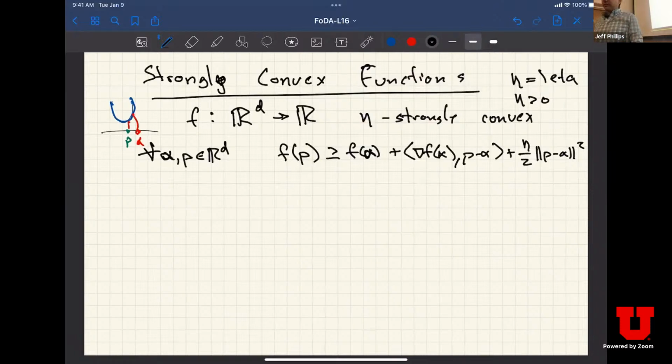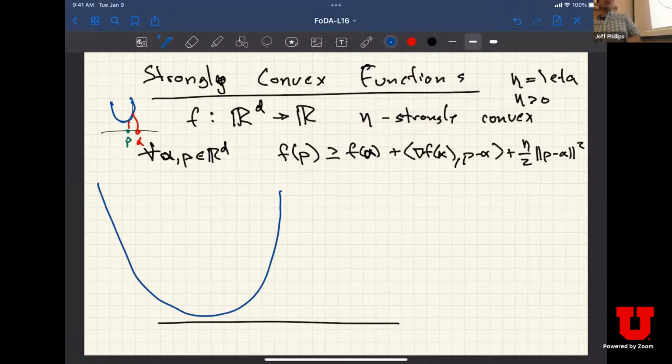Okay, so what is going on here? Let me draw a bigger function here. It's going to be like a parabola. This is going to be our function f. And we're going to have two points, alpha and p. So we have this point right here, this is f of alpha. This point here is f of p.